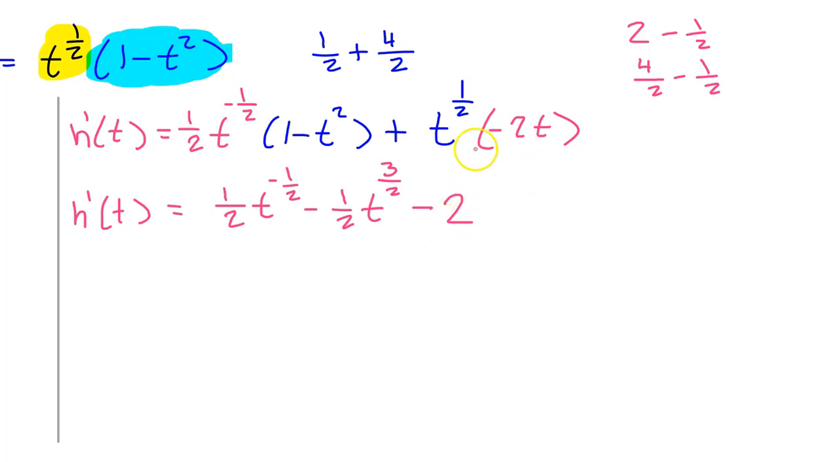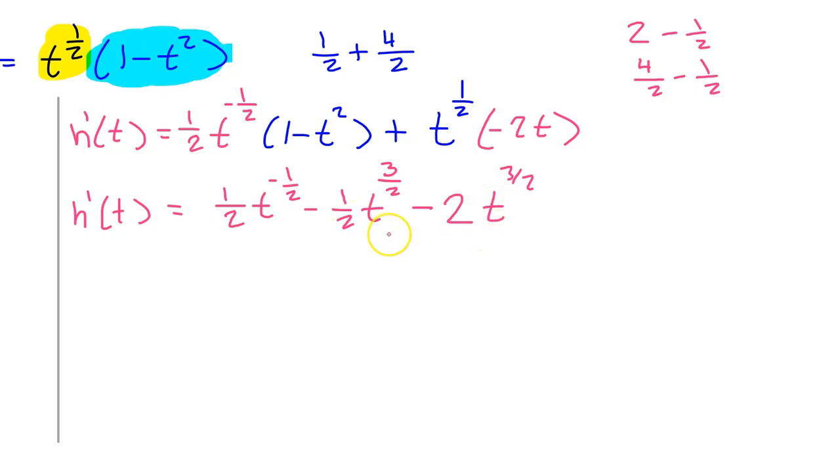The minus 2 will be here. And now we're multiplying these together. This t is t to the 1 power, which is like 2 over 2. So 2 over 2 plus 1 over 2 is, whoops, I forgot the t. So t to the 3 over 2 power.